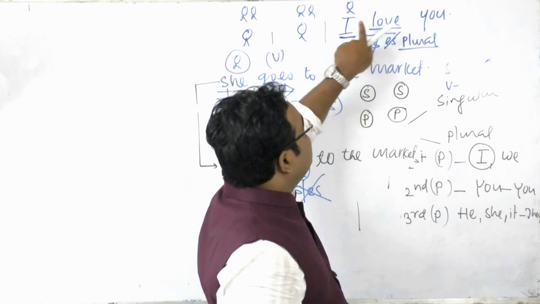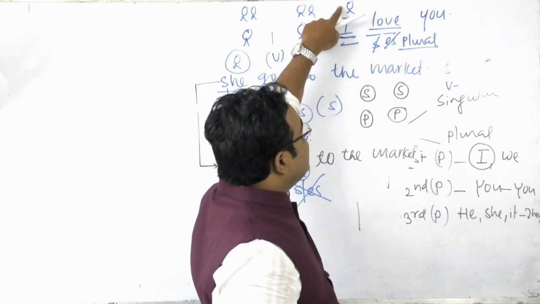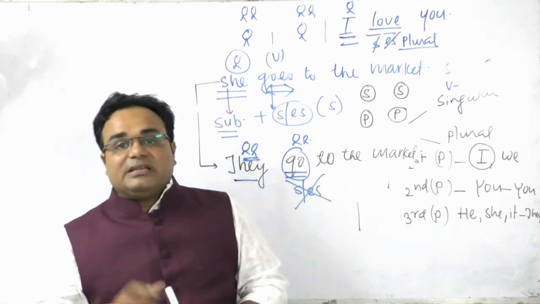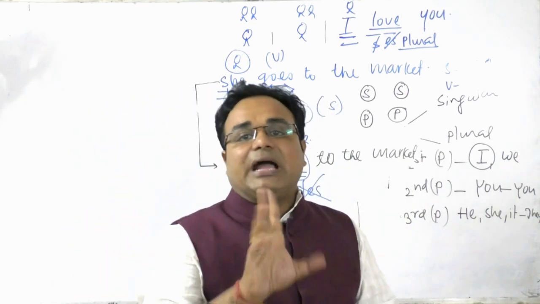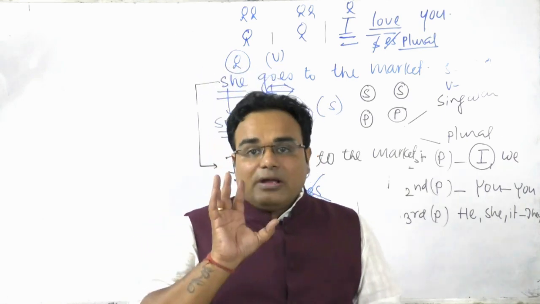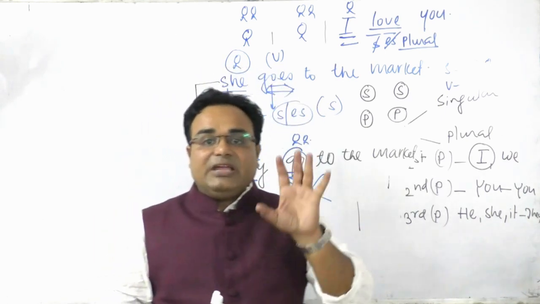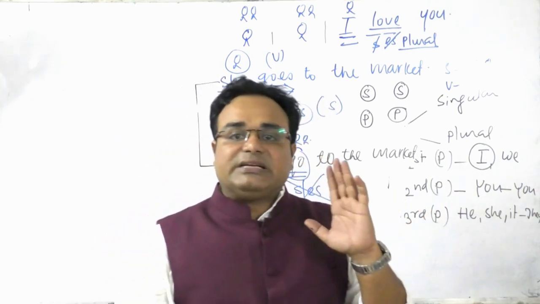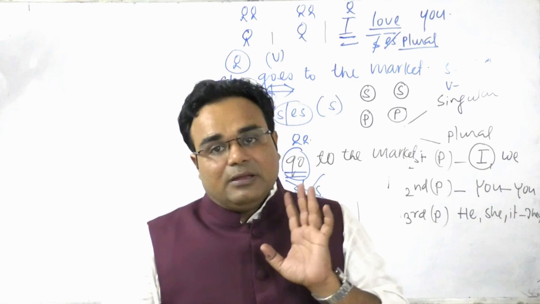Plural ho gaya. So this is also here. I is singular but the verb is plural. So only remember the exception is only with I, that is first person singular number. Otherwise everywhere the rule is if the subject is singular, the verb will be singular, and if the subject is plural, the verb will be plural.